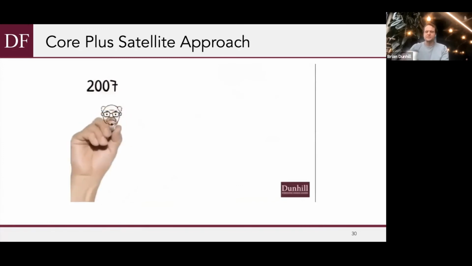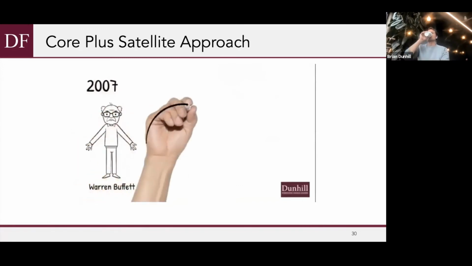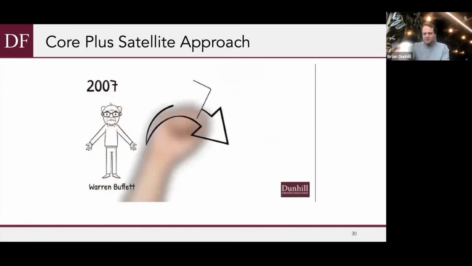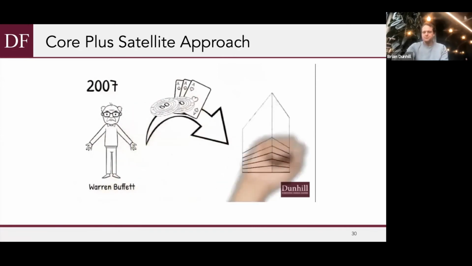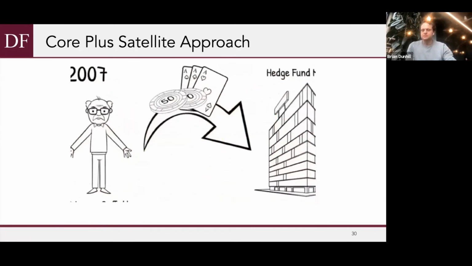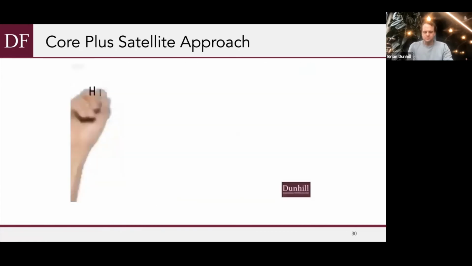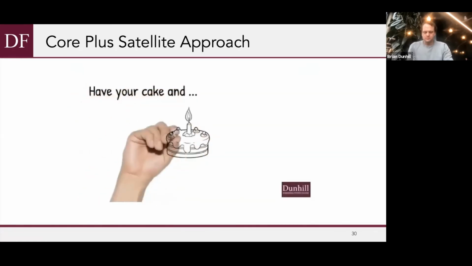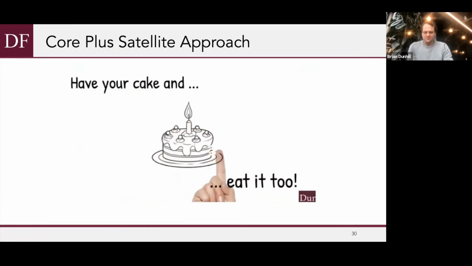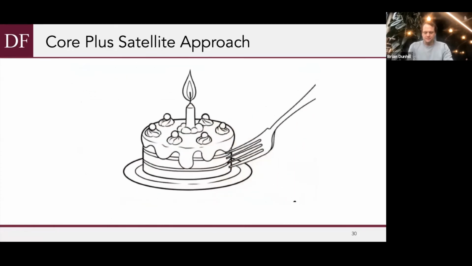In 2007, Warren Buffett made a bet of $1 million that an index fund would outperform a collection of hedge funds over the course of 10 years. And of course, he won. With that said, the market often represents opportunities and risks that are hard to ignore. So how can I have my cake and eat it too?